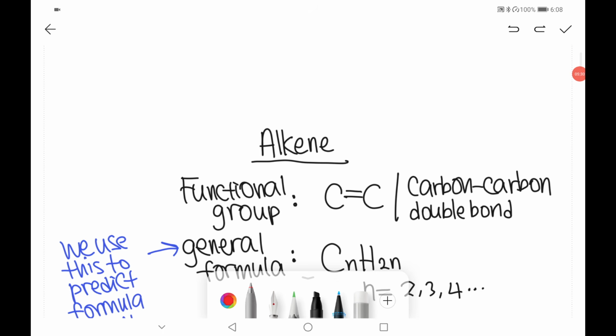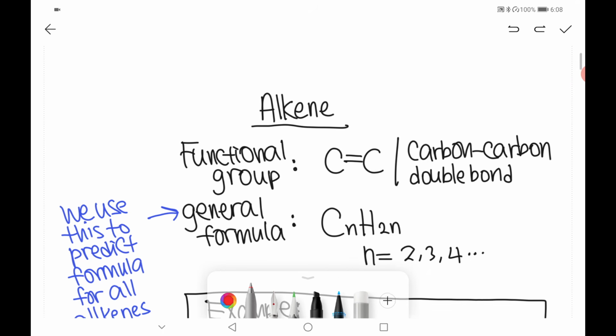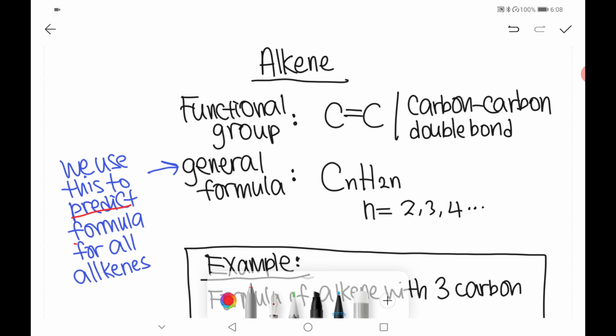Okay, so now the second thing that we need to know is the general formula. The general formula is used to predict the formula for all the alkenes. If we want to know the formula of an alkene, we will use CnH2n to predict it. So we don't need to memorize the formula of alkene. All the formulas can be predicted.